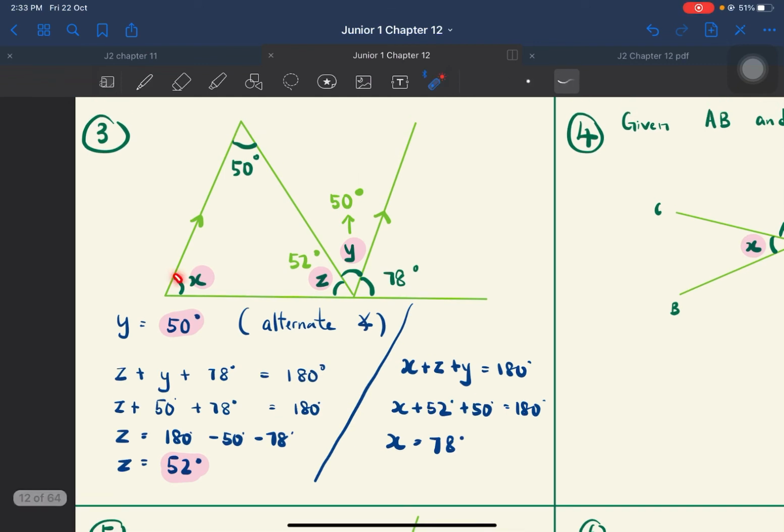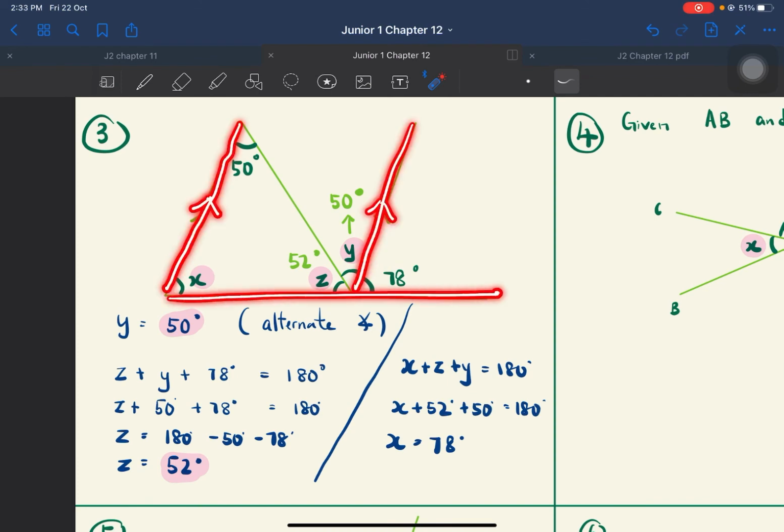Alternatively, if you want to identify your x, you can look at the corresponding angle as well. Corresponding angle is the F angle. So this is your parallel line, your transversal. Can you see your F angle now? Your x will be equal to 78.